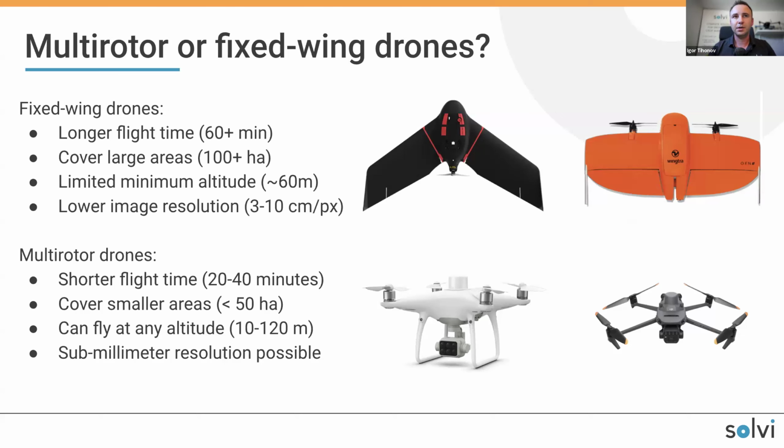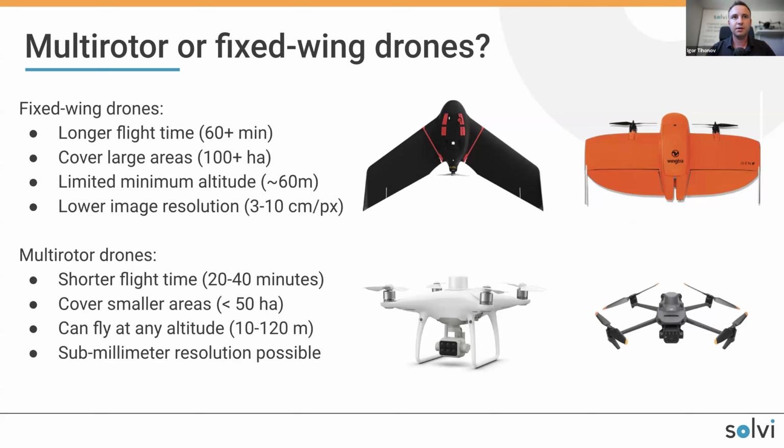Fixed-wing drones are really good at mapping large areas. So maybe not as applicable for field trials, because field trials usually have quite a small area. Even the largest trials are usually just a couple of hectares in size. But with fixed-wing drones, you can map hundreds of hectares in a single flight, with a flight time of 62 minutes and more. But there are some limitations.